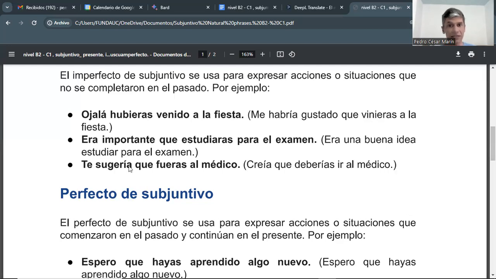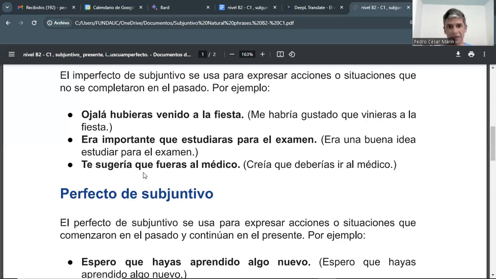Te sugería, I suggested you, te sugería que fueras al médico. I was suggesting you to go to the doctor. You see, you have in English, I was suggesting you. And that I was suggesting you is giving you a connection between the moment when you're saying that, or when that was said, and the moment when it's expected to happen, meaning that it's pointing to the future.